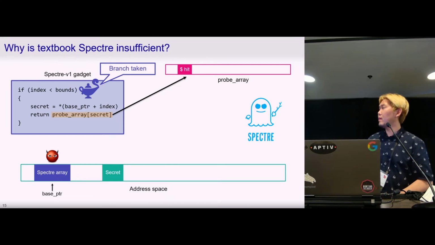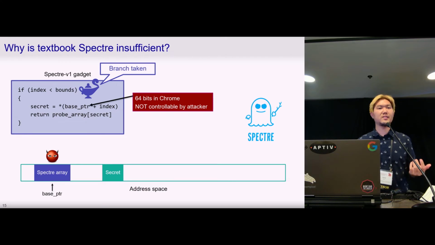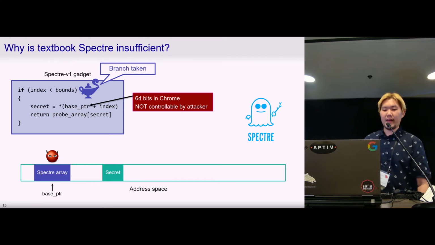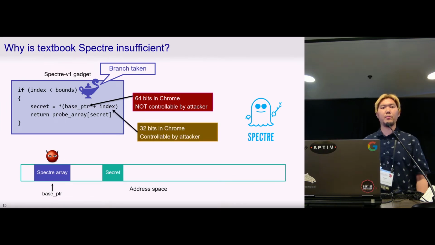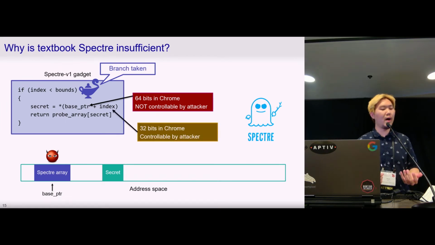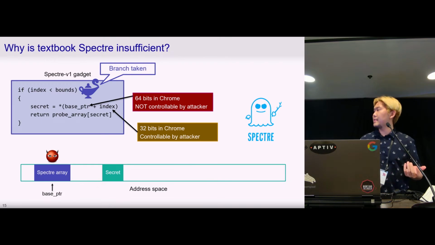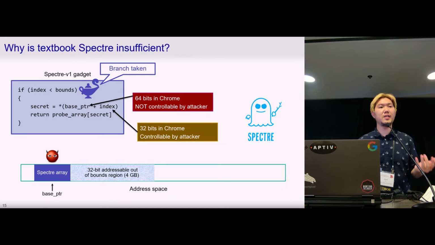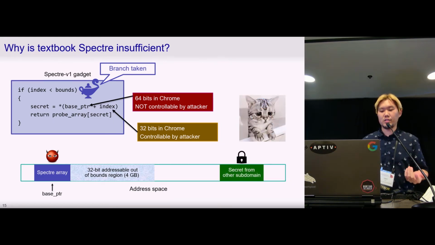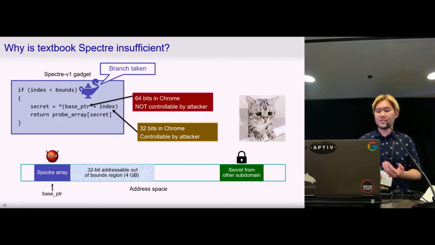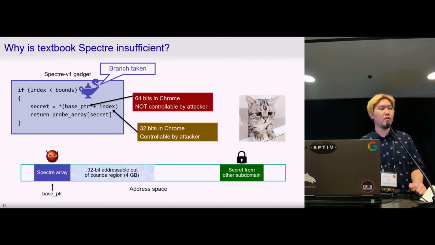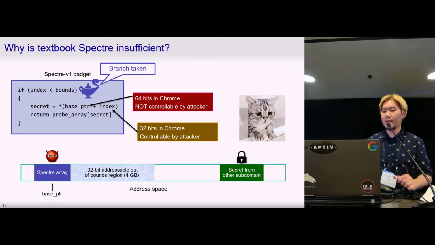engine. The base pointer to read from is 64 bits wide, but we cannot control its value. On the other hand, we have control over the index variable, but it is only 32 bits wide. This limits our out-of-bounds reach to 4 gigabytes, but in practice, we found the secrets we want to leak are not in this region, but unfortunately, much further away. So to sum this slide up, while Spectre v1 will work per se in Chrome, we won't be able to read anything meaningful.